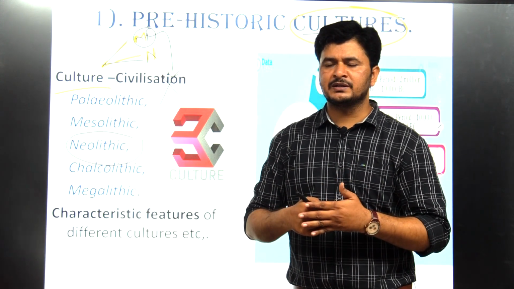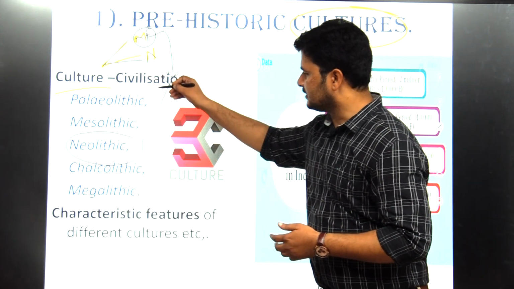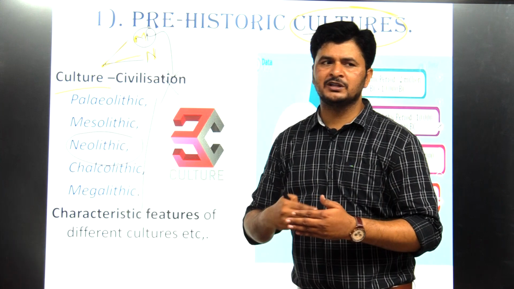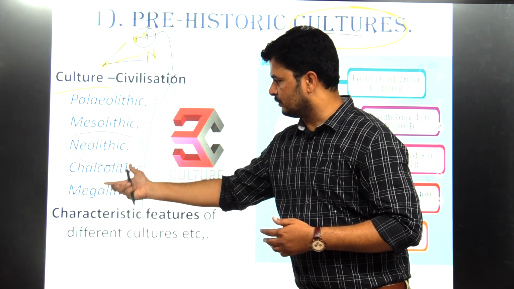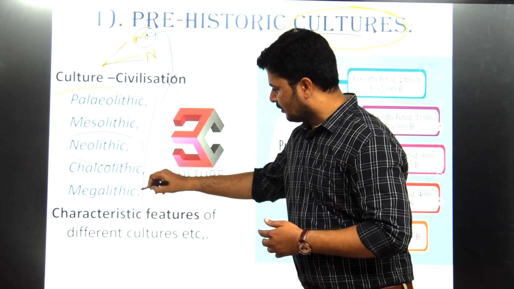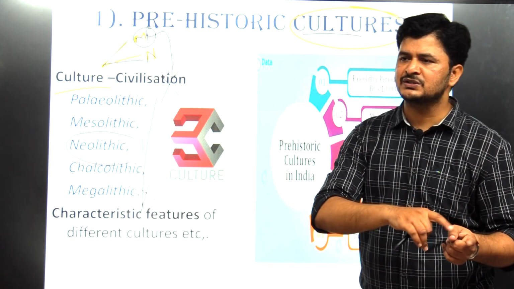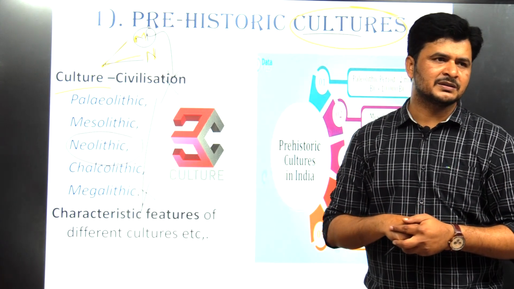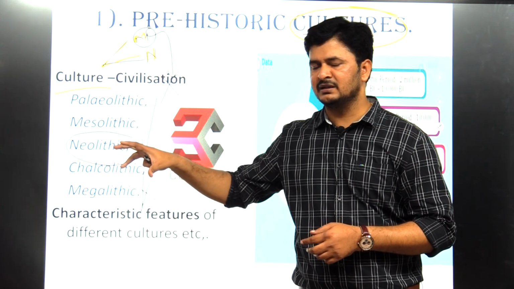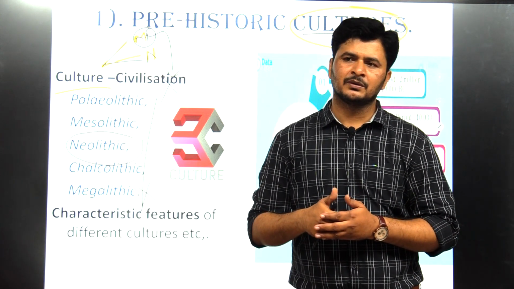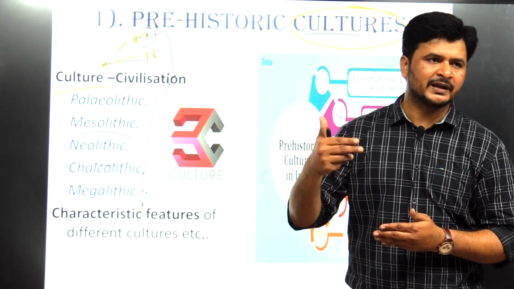So we are going to learn the way of life of these people: Paleolithic, Mesolithic, Neolithic, Chalcolithic and Megalithic. Obviously, we are not going to discuss Megalithic here. As part of South Indian history, we will discuss megalithic cultures, because of their absence in Northwest, West, North and Eastern India. We found megalithic cultures only in the Deccan and South India.